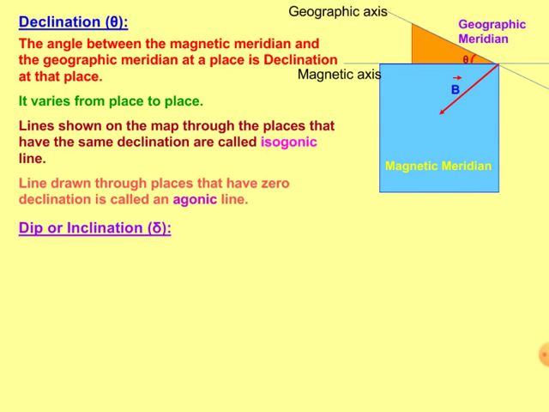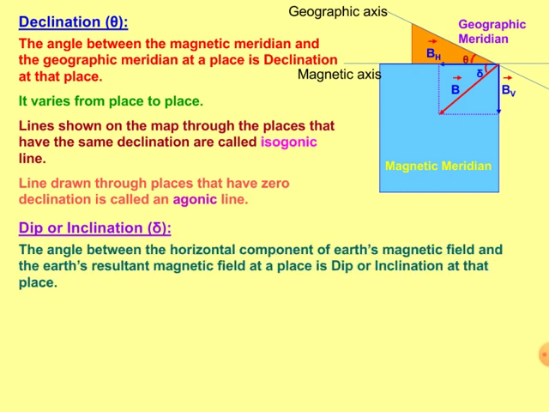Okay, so after resolving the dip or inclination, the two components BH and BV will be there. What is dip or inclination? You can also define it as the angle between the Earth's magnetic field and the horizontal direction in the magnetic meridian. It is given here.